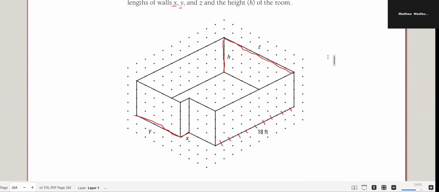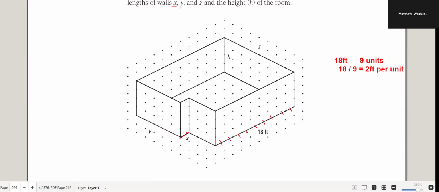So if I have 18 feet and there are 9 units, 18 feet divided by 9 units, it's 2 feet per unit, right? And again, I am counting the units, not the dots. You're counting the space in between. It's almost like a histogram in a sense. So if that's the case, oh, well, that's pretty simple. If I know that each of these units is 2 feet, all I need to do is just count, right?